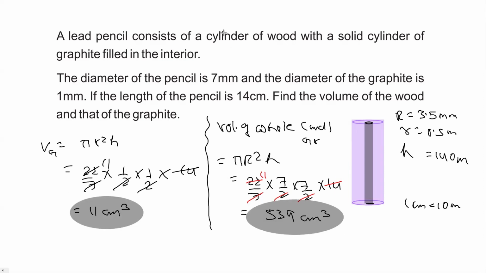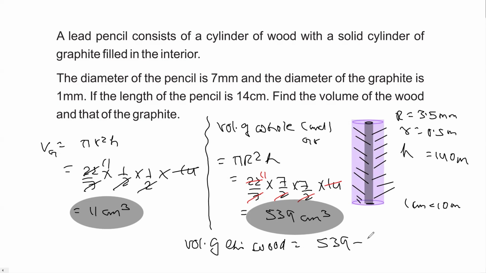Now check, we got this as the volume of the graphite and this being the volume of the whole pencil. But we need just the wooden portion of this pencil. It's very clear from the figure that if we remove the volume of the graphite from the volume of the whole pencil, we should get the volume of the wood. So the volume of the wood used here has to be the volume of the whole pencil minus the graphite. So it's going to be 528 centimeter cube. This will be the answer for this other part.